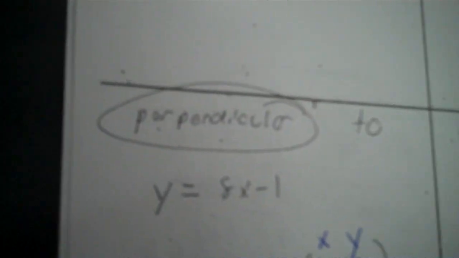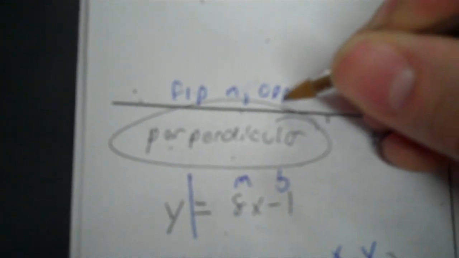Okay, last one. Perpendicular to y equals 8x minus 1 through the coordinate 4, 10. Okay. So m, b, so the perpendicular means you flip the m and make it opposite. Okay. So, need to flip it first, so flip to 1/8, and I make it opposite to negative. So negative 1/8. Then y equals m times x plus b.